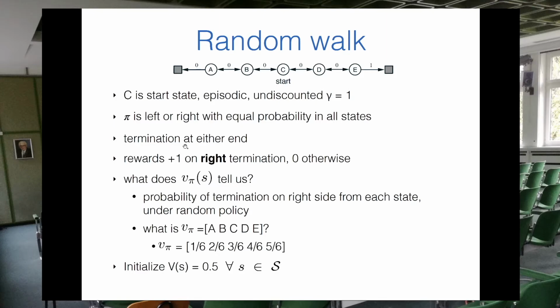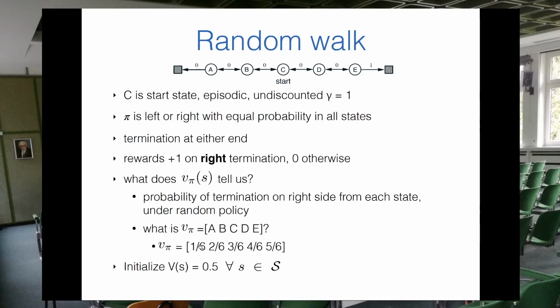The termination is at either of the ends, these square states. Rewards are going to be +1 on right termination, so if we end up here, we will have a reward of +1, and in any other transition we will always have a reward of 0. So what is the real value function for this small problem telling us? Since this is a very easy problem, we can calculate the value for each of the states.